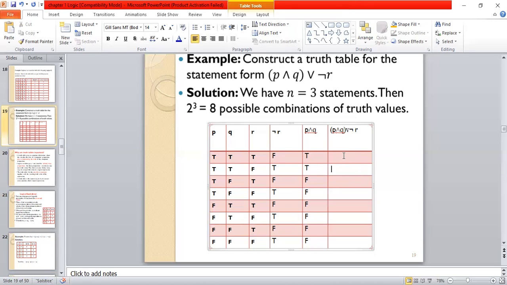So applying that, let's use this one. False and false or true is true. True or true is true. False or false is false. False or true is true. False or false is false. True or false is true. False or false is false. True or false is true. So this is how to construct a truth table for this compound proposition. So this is the truth value for the compound proposition.